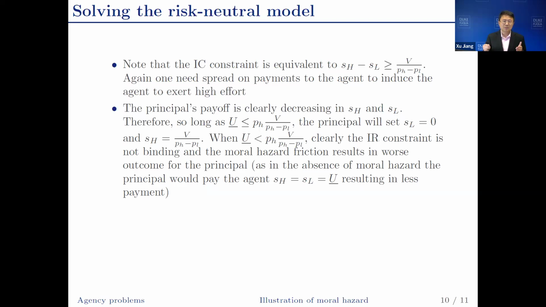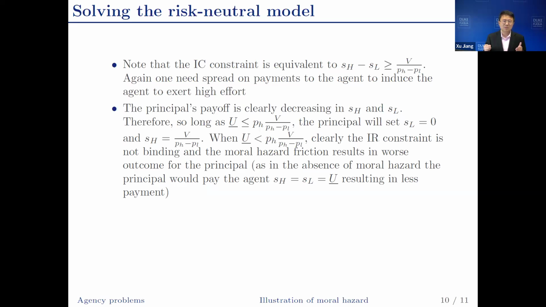And when your reservation utility is smaller than PH times V over PH minus PL, clearly the IR constraint is not binding because the agent's expected utility is PH SH plus 1 minus PH SL, I'm sorry. So in this case, it's going to be PH V over PH minus PL, and that's going to be bigger than the reservation utility. In this case, the moral hazard friction results in a worse outcome for the principal.